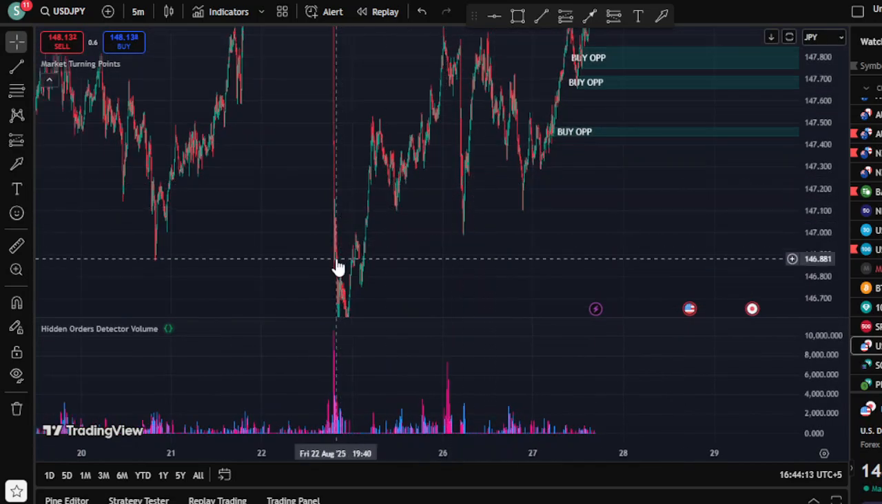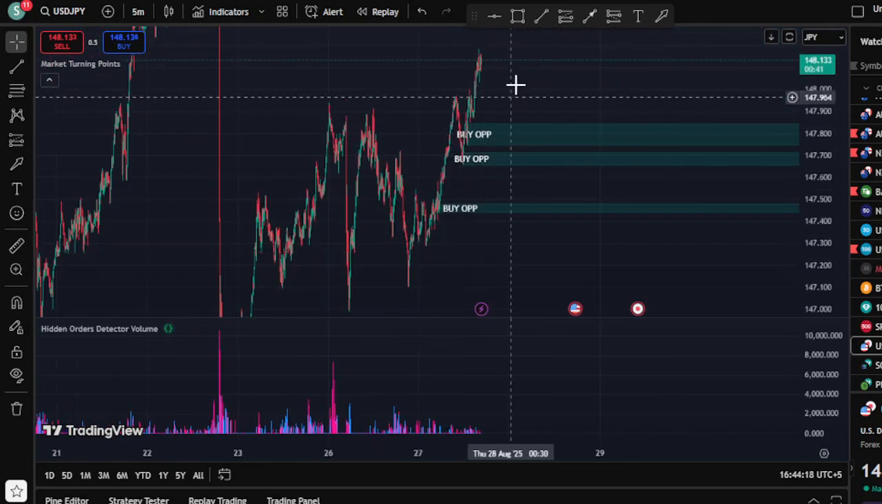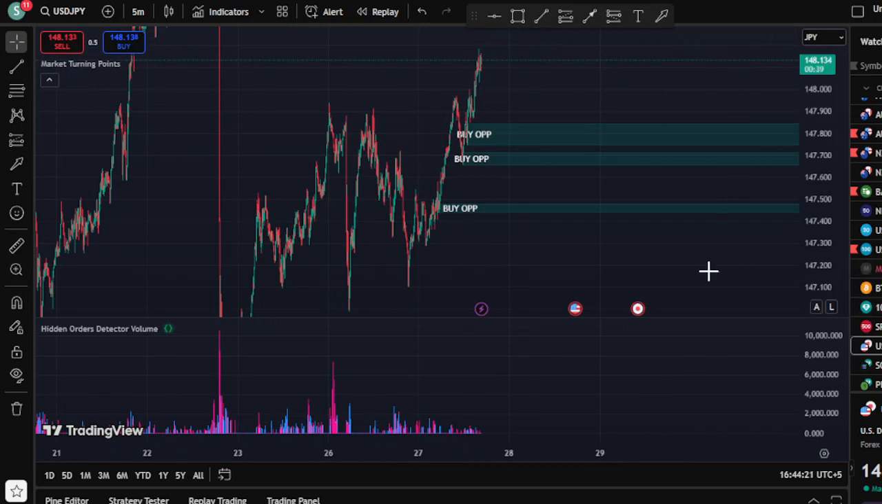Now you can see the price was down, ultra high volume came, so what happened, the price simply made a boost and there was a buying opportunity. So this is how we use this indicator.